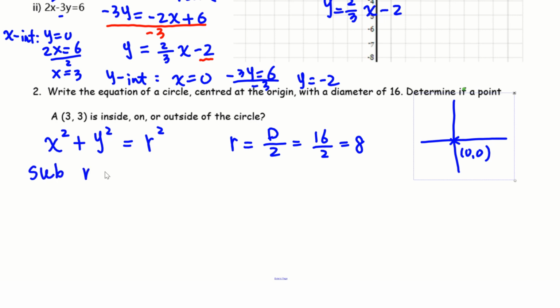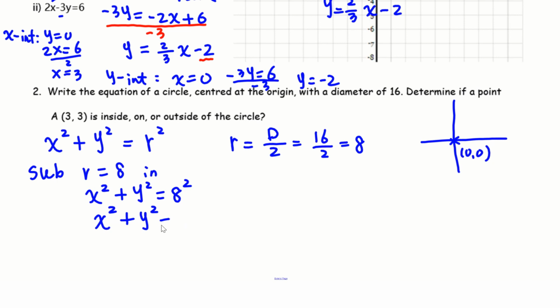Then we have x squared plus y squared equals 8 squared. This is the equation of the circle. You also could write it as x squared plus y squared equals 8 times 8, which is 64. That is done. And for the second part, it asks whether the point is inside, on, or outside of the circle.